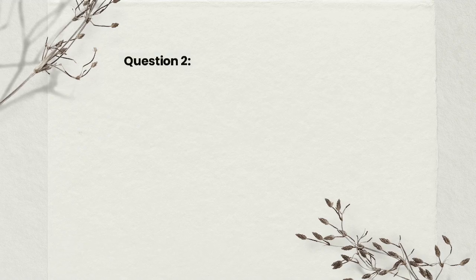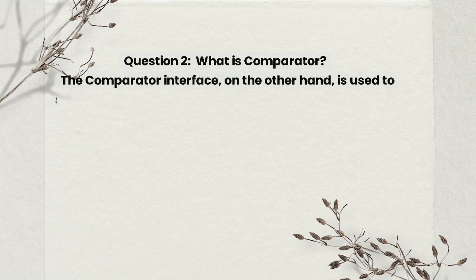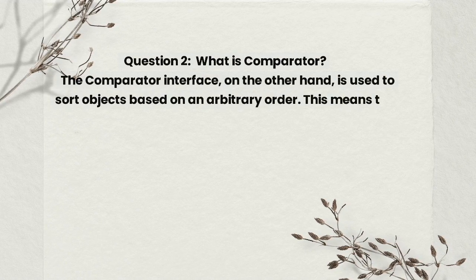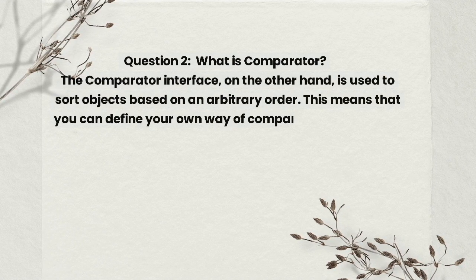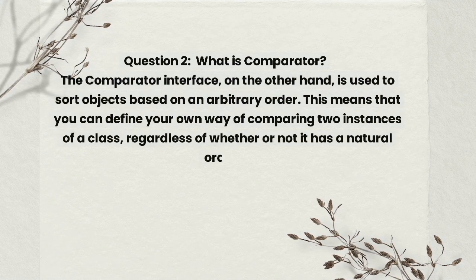Question 2. What is Comparator? The Comparator interface, on the other hand, is used to sort objects based on an arbitrary order. This means that you can define your own way of comparing two instances of a class, regardless of whether or not it has a natural order.